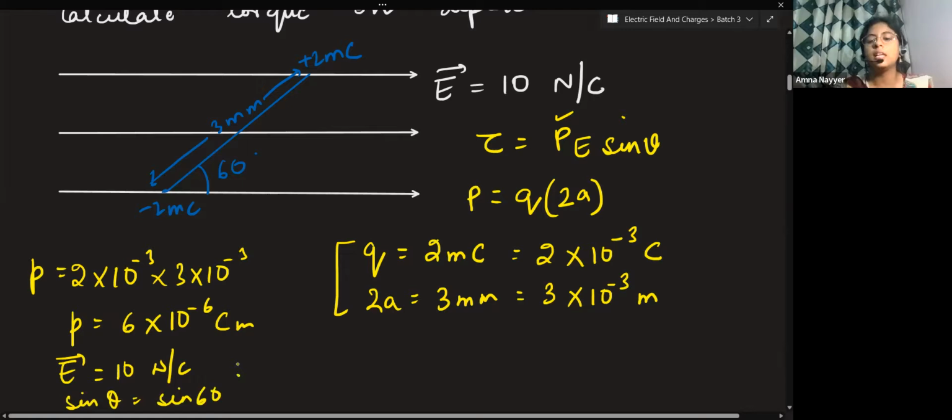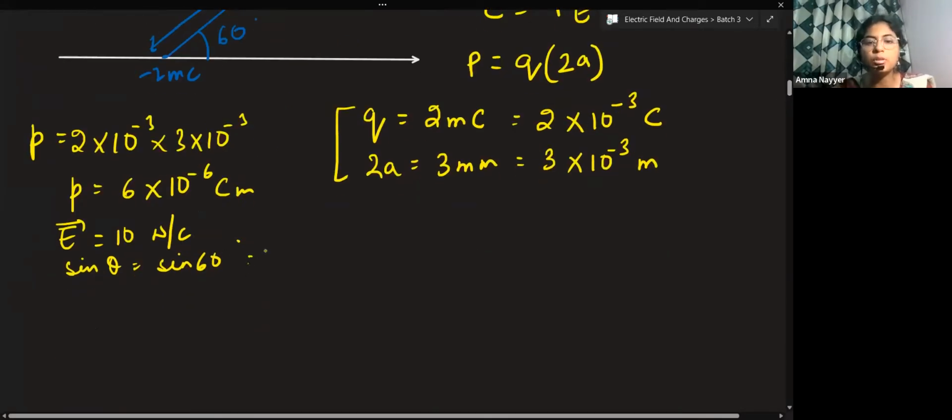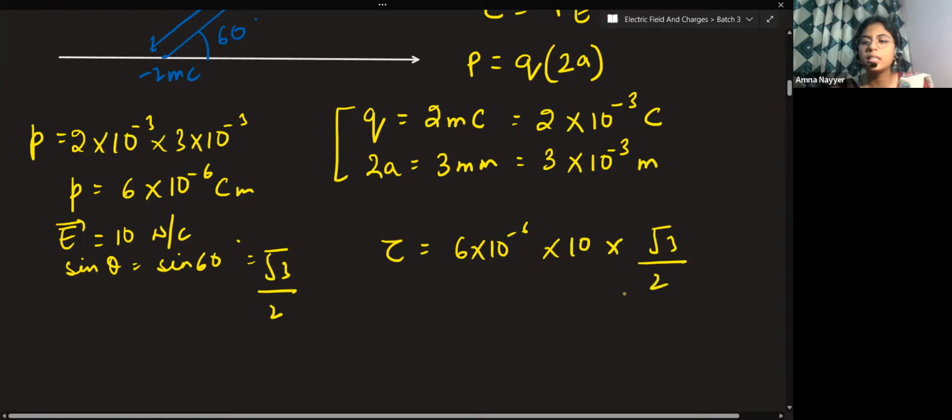Now we have all the three quantities with us. And sine 60 is root 3 by 2. We just have to take the product of all these. Torque will be PE sine theta. P is 6 into 10 to the power minus 6, then we have 10. Sine theta is root 3 by 2. So this 2 cancels with this 6 and this is 3. Torque is 3 root 3 into 10 to the power minus 5 Newton meter.